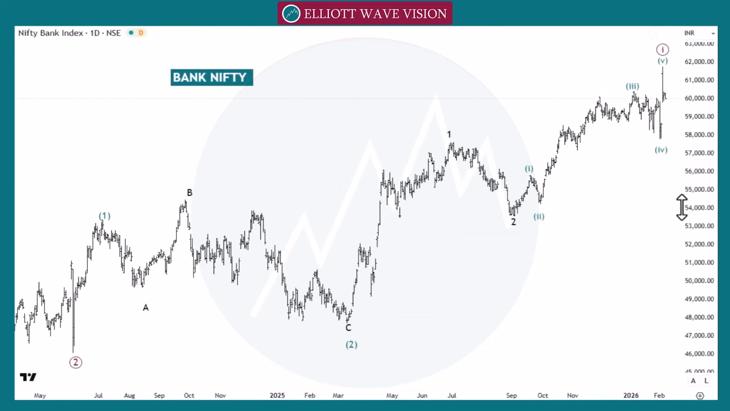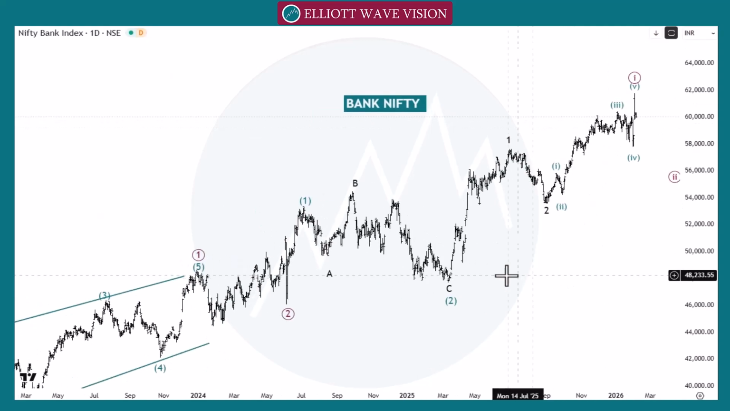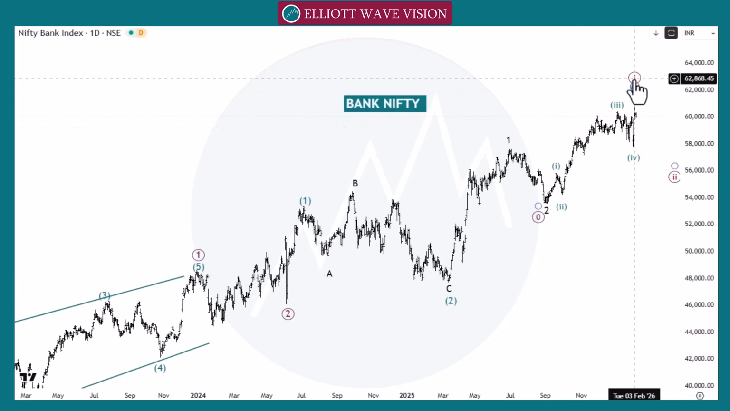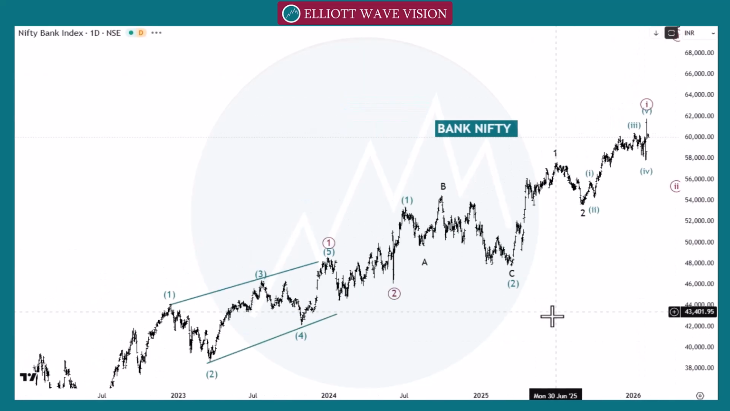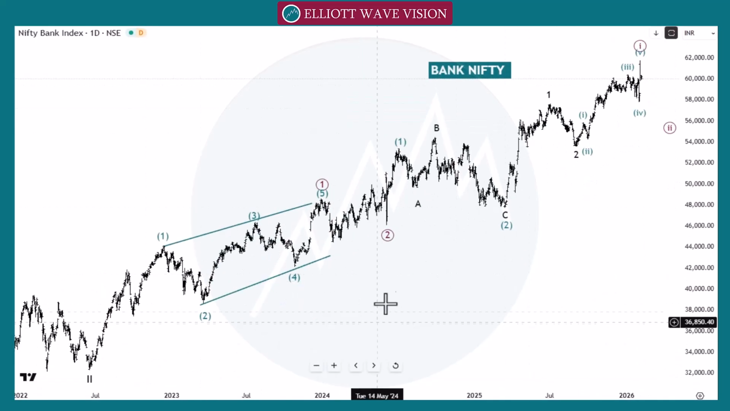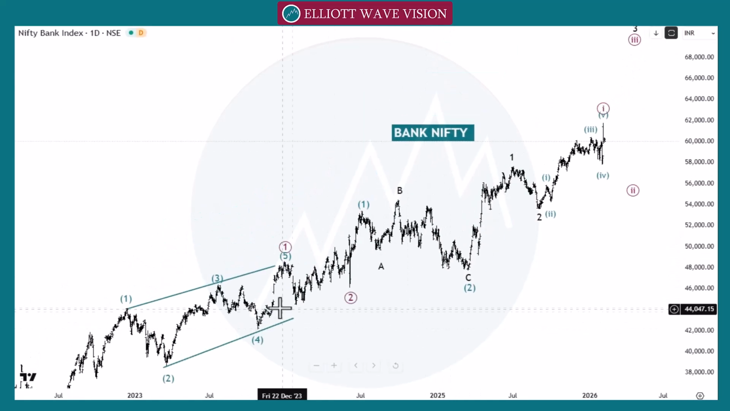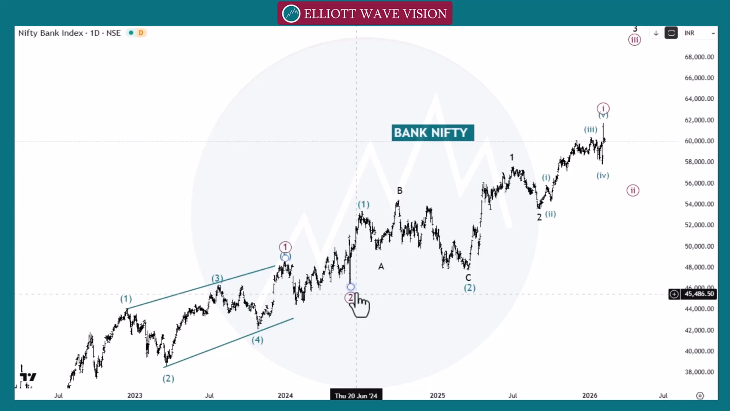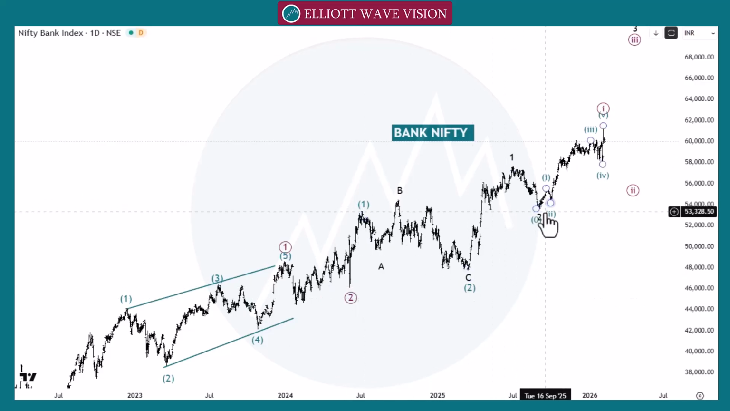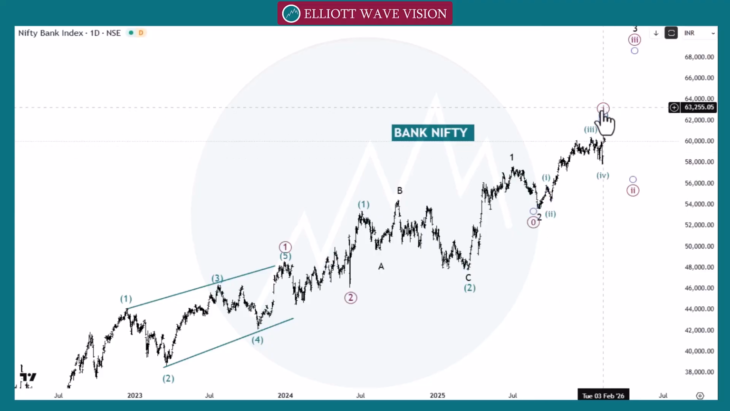So in Bank Nifty, as we discussed, this brown wave is still in play. We count this whole structure, after this black wave 2, as 1, 2, 3, 4, 5 of brown wave 1 as a leading diagonal. After this leading diagonal, we count this structure as green wave 1, green wave 2, black wave 1, black wave 2, and brown wave 1.